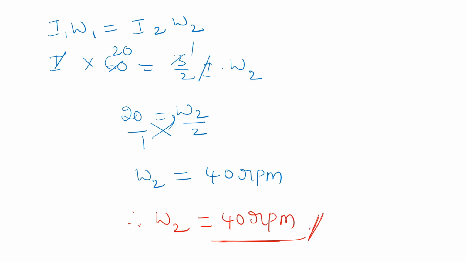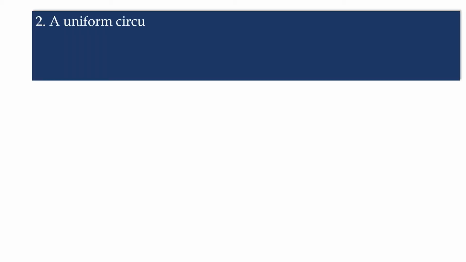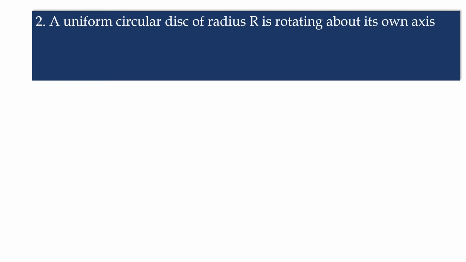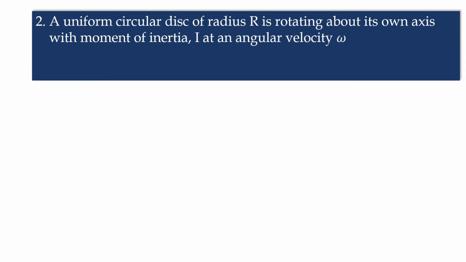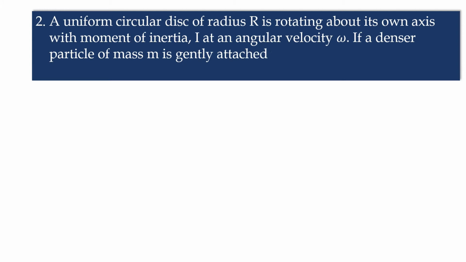Okay, now next one. A uniform circular disk of radius r is rotating about its own axis with moment of inertia I at an angular velocity omega. If a denser particle of mass m is gently attached to the rim of disk, then its angular velocity is. Here we have to calculate angular velocity. Let us go to the solution.